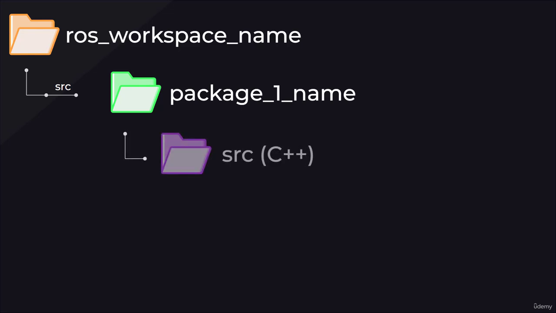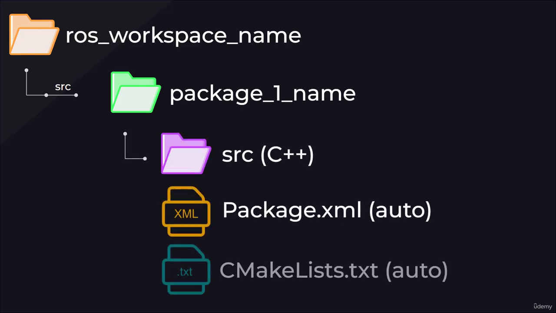Here we can see we have three main entities. The first is a source folder to put our raw C++ code in. There are also two files that are auto-generated when we first create our package. The first is our package.xml file, which contains information about our package, such as specific ROS dependencies. The second file is a CMakeList text file, which has specific instructions on compiling our package.